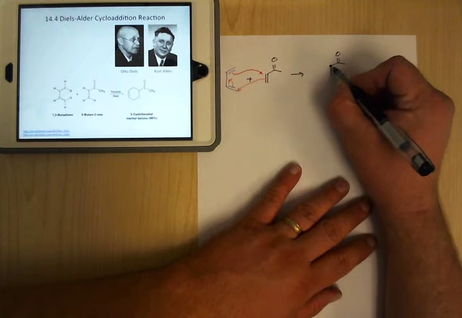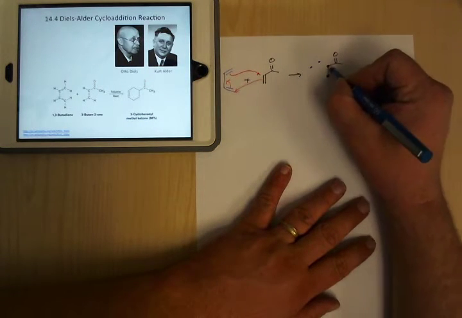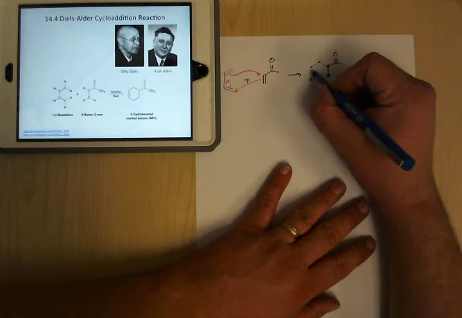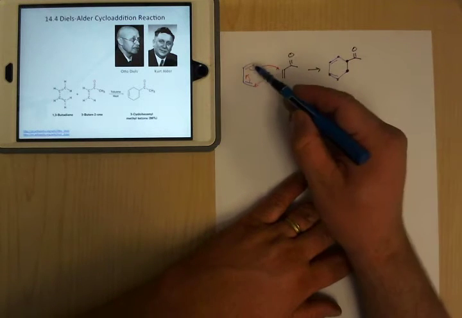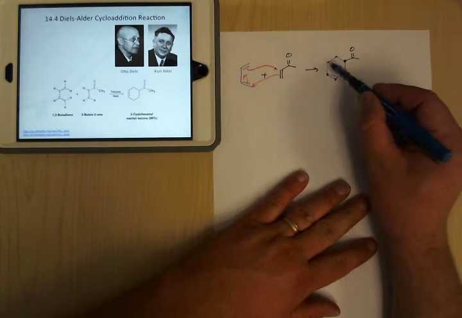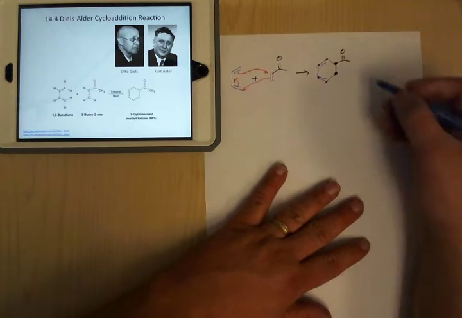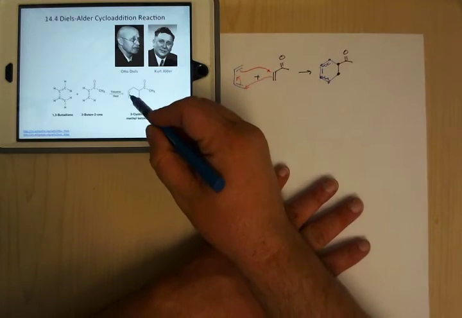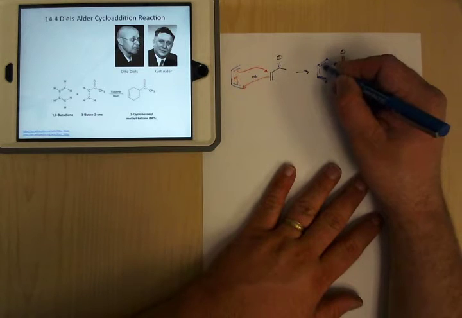So here's your 6. There's those 6, and then here's the 2 from the ring. Here's the 4 carbons from this side: 1, 2, 3, 4. And then here's the 2 carbons from this side. It doesn't go there, it goes there. So it ends up there. Sorry about that.